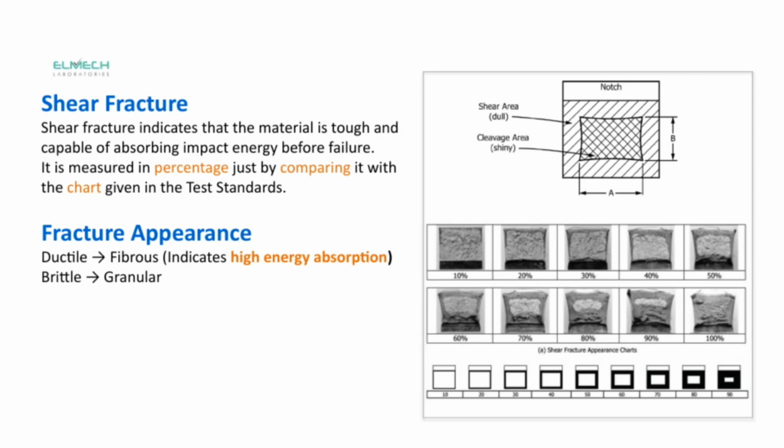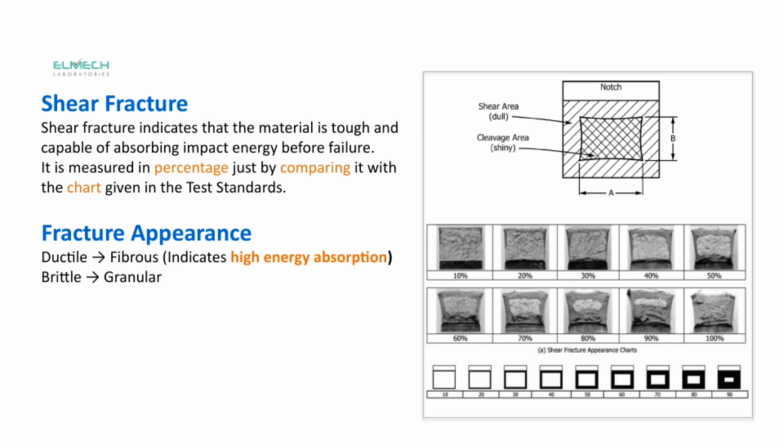Now let's talk about shear fracture. Shear fracture is quite interesting because it actually indicates that the material is tough. In other words, it can absorb a significant amount of impact energy before it finally fails. This is a good sign of durability. We usually measure shear fracture in percentage, and we determine this by comparing it with the chart provided in the test standards.